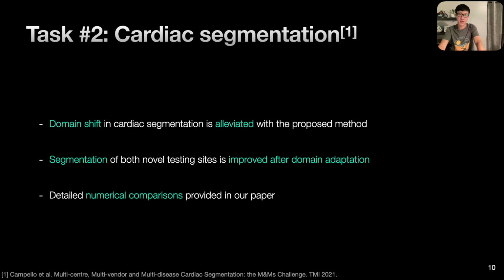In addition to the brain MR harmonization, we further evaluate the proposed method in the cardiac segmentation task following the M&M challenge. Unfortunately, we don't have enough time to go through every detail of this experiment, but we provide detailed numerical analysis in the paper. Some key result we got from this experiment is that the domain shift can be reduced with the proposed method.